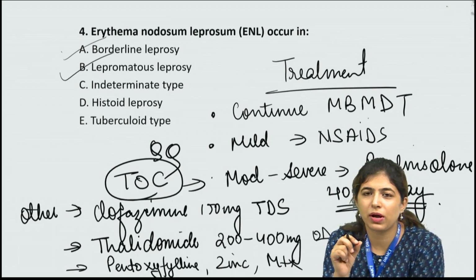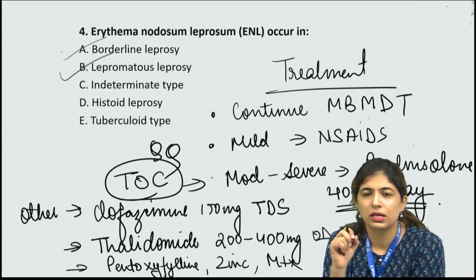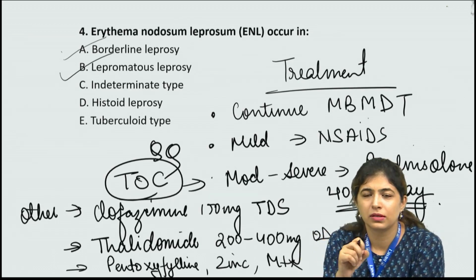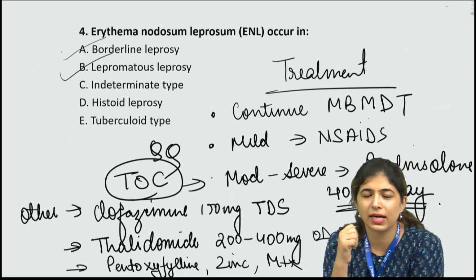And important side effects of clofazimine and thalidomide also you have to remember. Clofazimine causes reddish brown discoloration of the skin and xerosis. Thalidomide, most importantly, teratogenicity, phocomelia, sedation or insomnia, sleep disturbances, constipation, peripheral neuropathy. These are the three most important side effects of thalidomide.